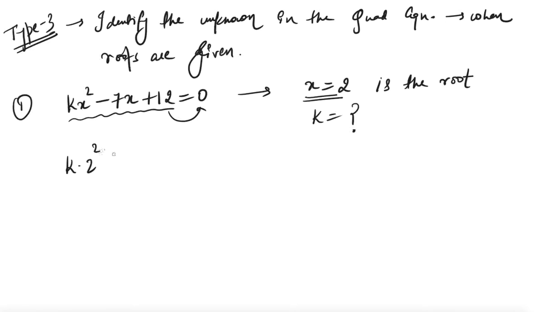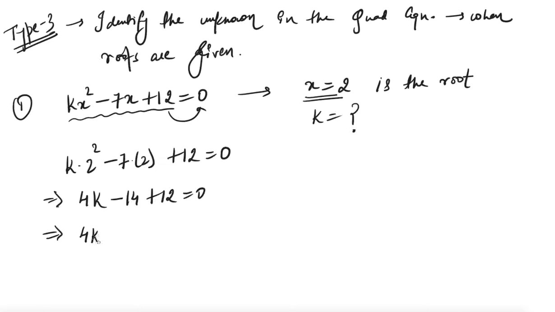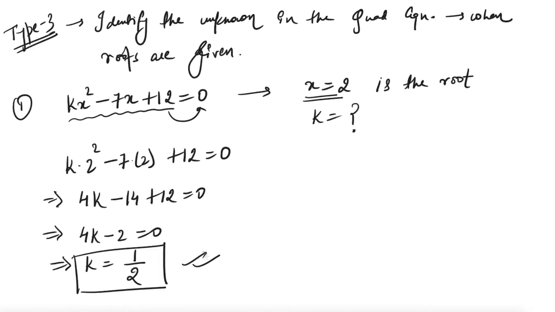k into 2 square minus 7 into 2 plus 12 equals 0. This means 4k minus 14 plus 12 equals 0. This means 4k minus 2 equals 0. This means k is equal to 1 by 2. This is our answer. Got it?